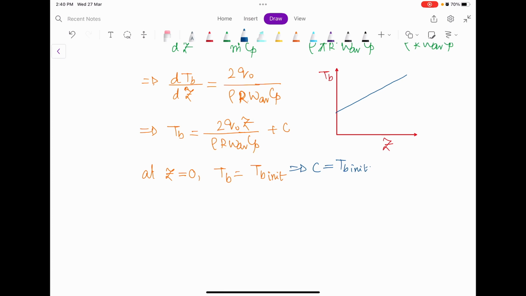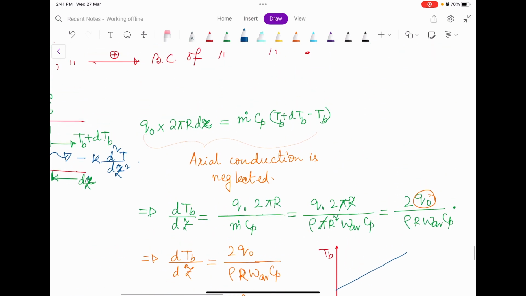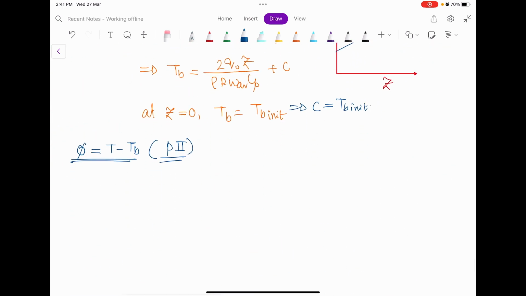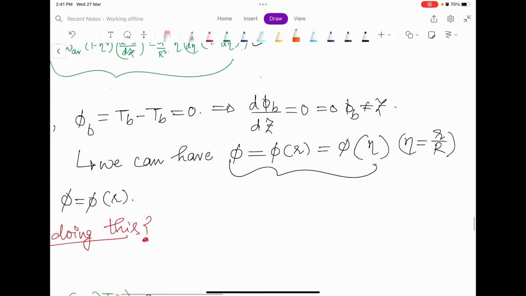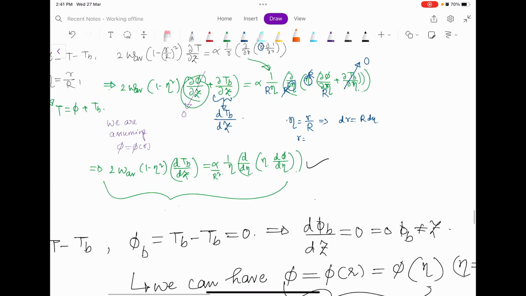Okay, so now I have defined a variable phi. So phi equal to T minus Tb, right, and this will be the description of problem 2. So this was the problem 1, and now I am talking about the problem 2. So I told that I am seeking some solution that is phi equal to phi of eta only, where eta is equal to r by R, and then I got the governing equation. Let me copy it.